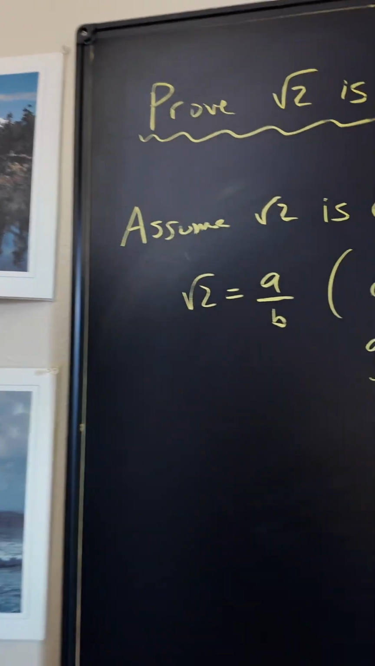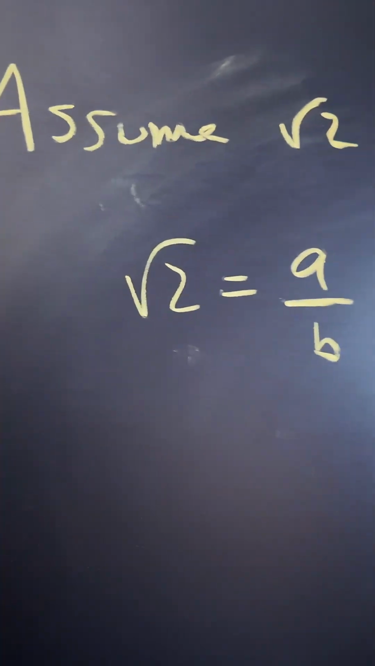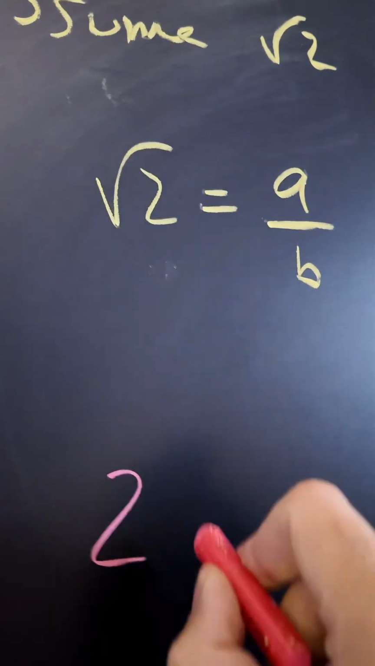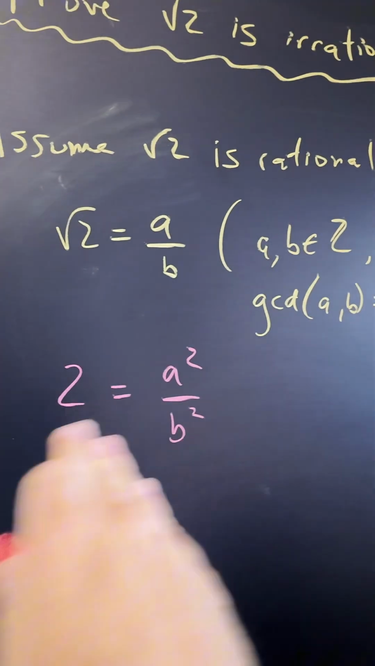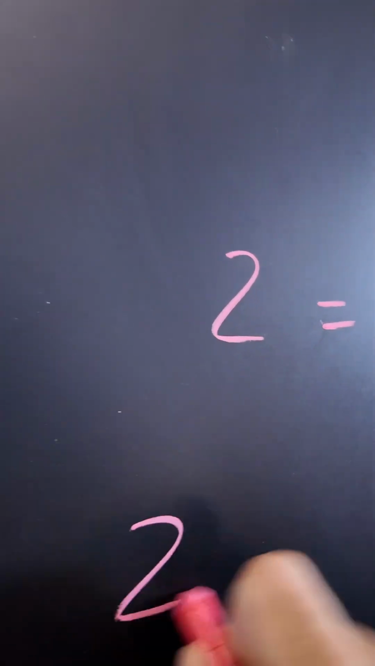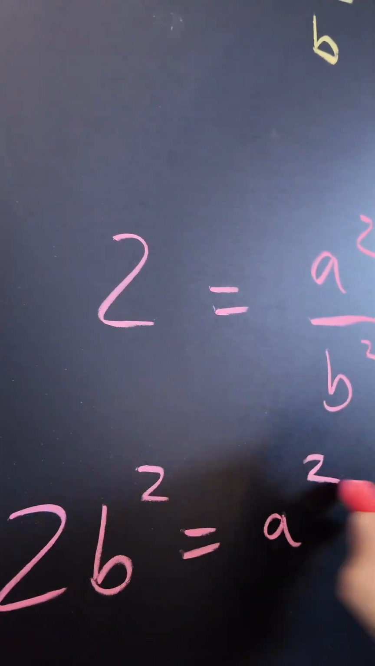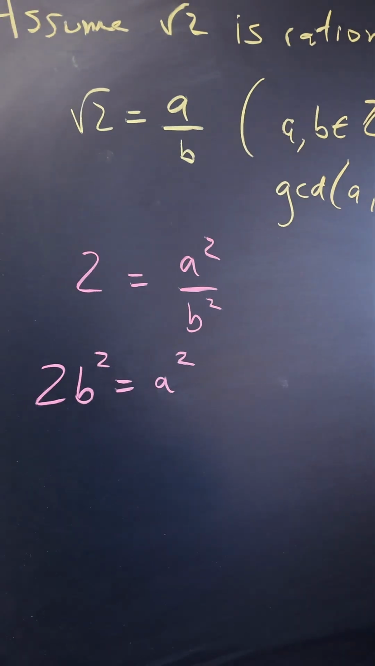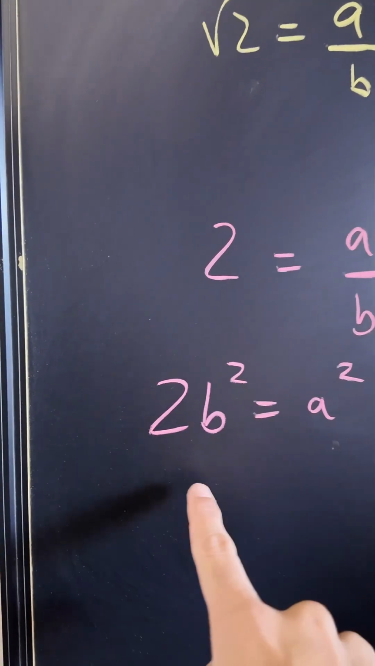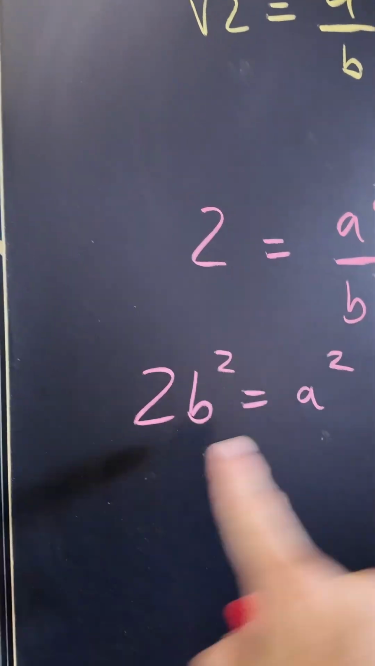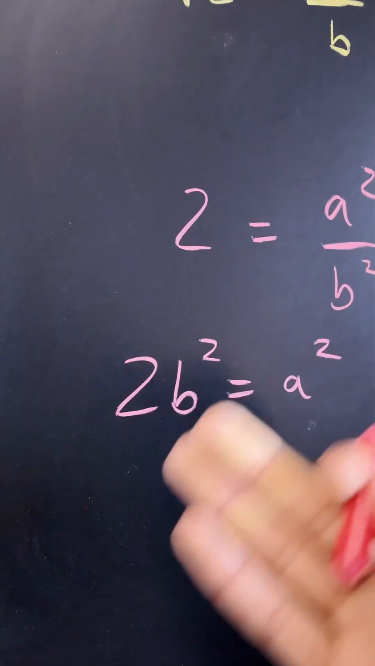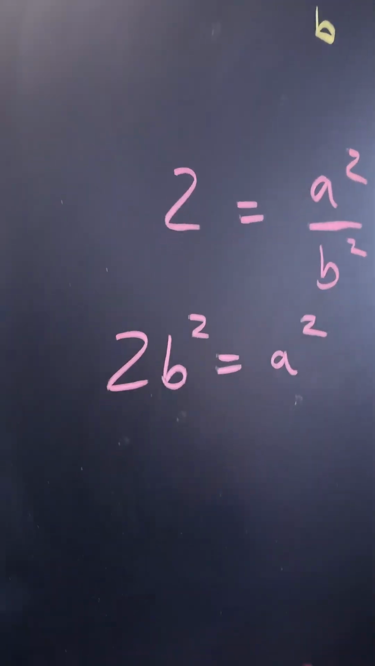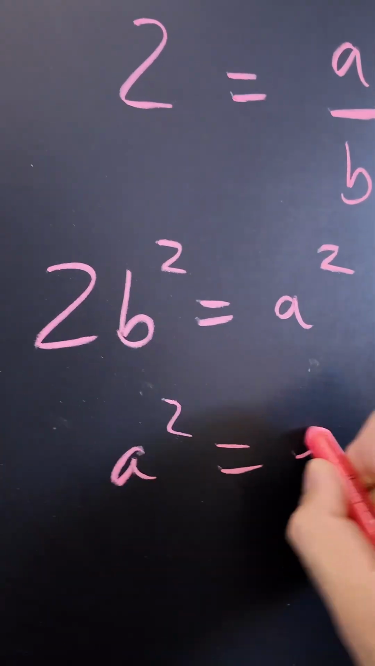We're going to square everything so that we can get rid of that square root. So we have 2 equals a squared over b squared. Let's multiply the b squared to the other side: 2b squared is equal to a squared. That tells me that a squared is equal to 2b squared. This is an even number, because remember, an even number is a multiple of 2, like 2, 4, 6, 8, and so on. So that tells me that a squared is going to be even.